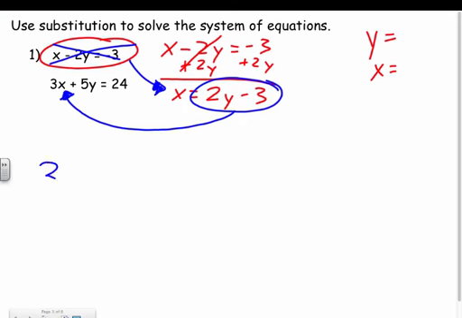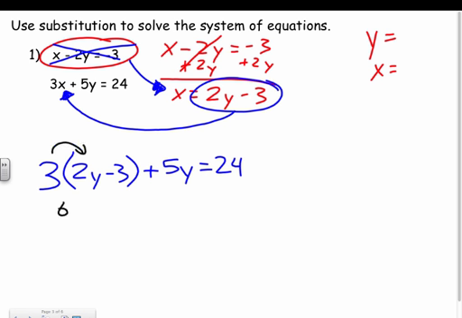So let's go ahead and do that. So now I have 3 times x, and I said x is 2y minus 3. So I like to put that in parentheses, plus 5y equals 24. So I just rewrote that second equation and plugged in whatever I said x was there. So now I can go ahead and distribute. That's why I put it in parentheses so I can see that. So I got 6y minus 9. 3 times negative 3 is a minus 9. Plus 5y equals 24. And now we simplify and solve.